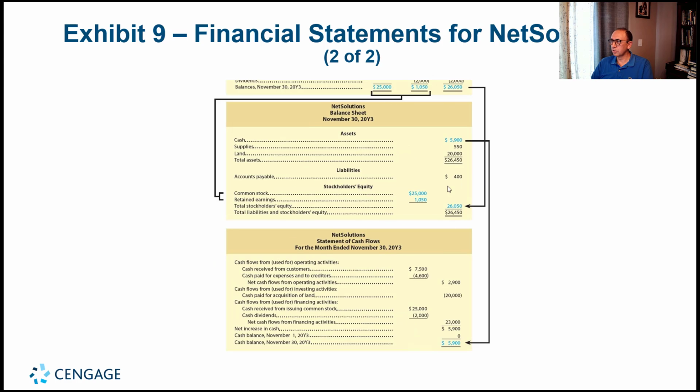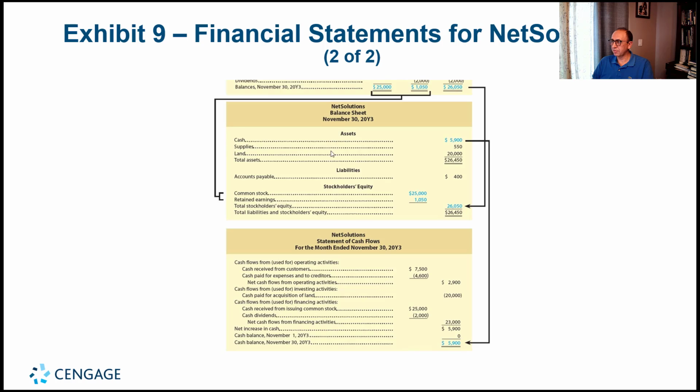So this is how the balance sheet looks. Net Solutions, the name of the company. We have the title of the statement. And then you see here, we don't say for the month ended. We just say November 30th, 2023. So this is a specific day. So that's a limitation on the balance sheet. We cannot really say how much assets we have during a period. It's just how much cash we have on that specific date, and that's why it's a snapshot. We see what we have at that point.